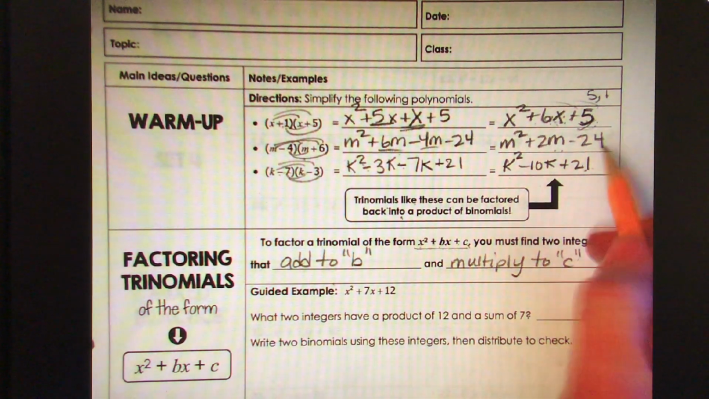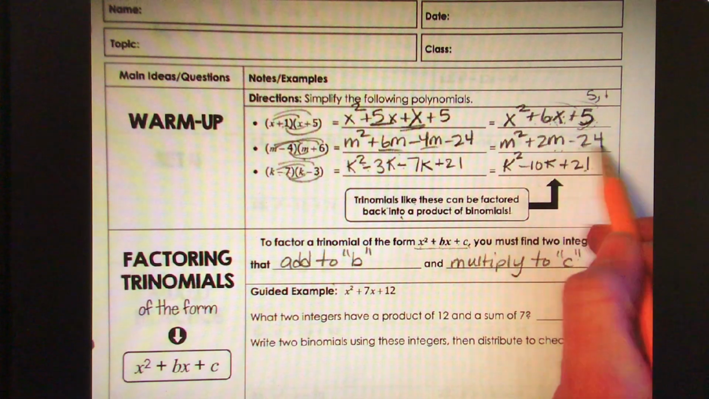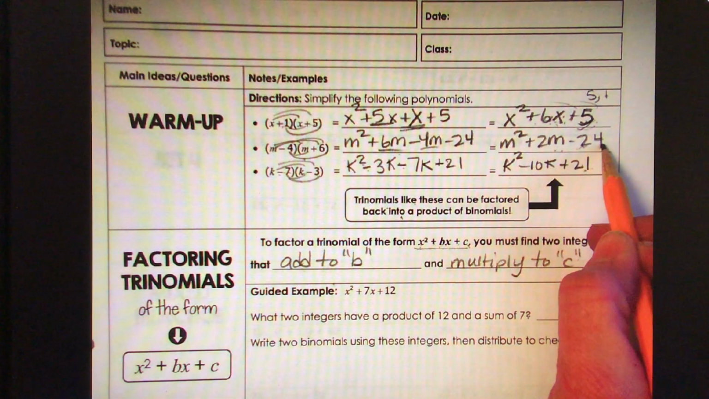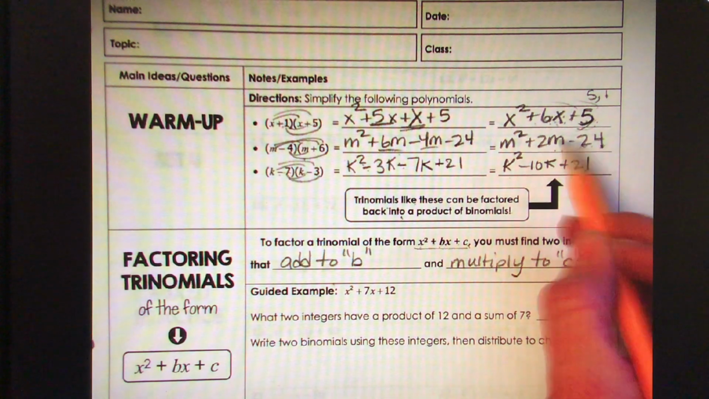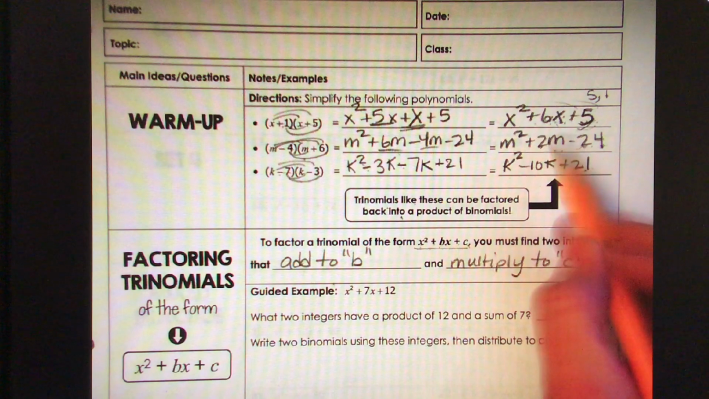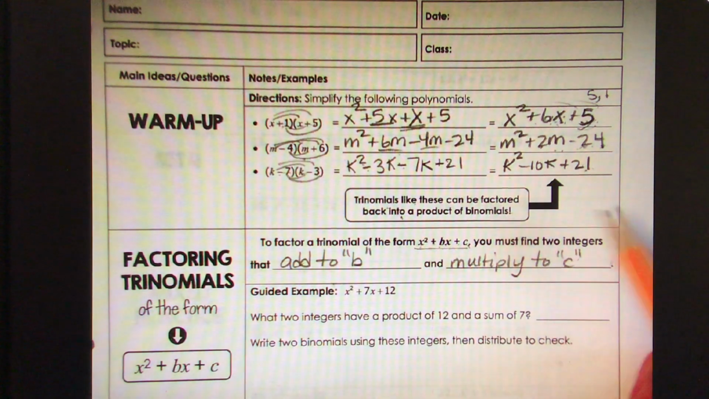Same thing over here. If I think about my factors of 24, I could start listing all of my factors and my factor pairs. I do know 6 times 4 is 24. And then the difference of 6 and 4 is 2. So maybe I can play around with what's positive and what's negative. Okay, so that might work there. This is a little bit of trial and error and playing around, and you can get a little bit creative.